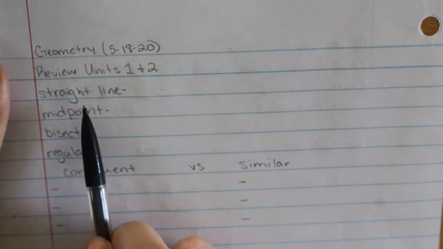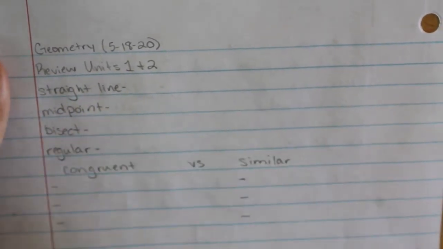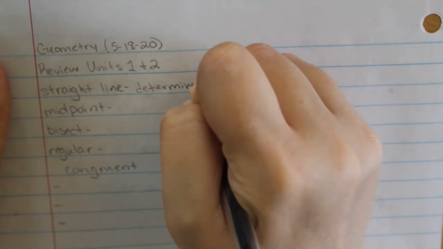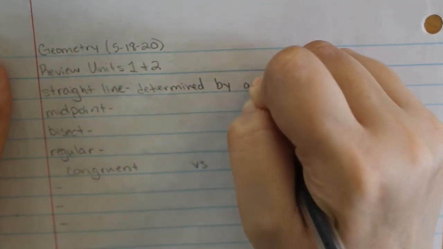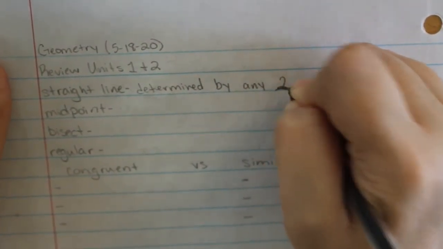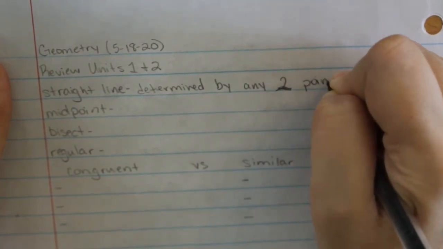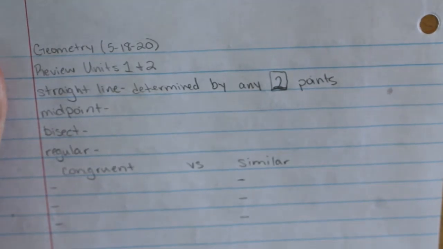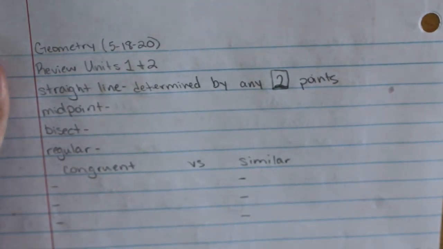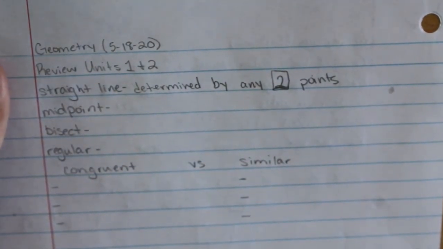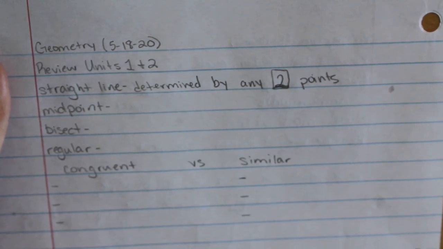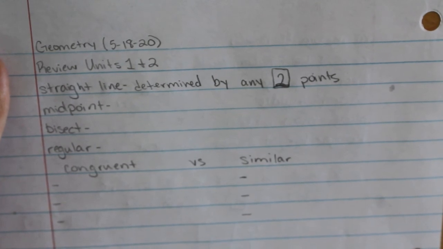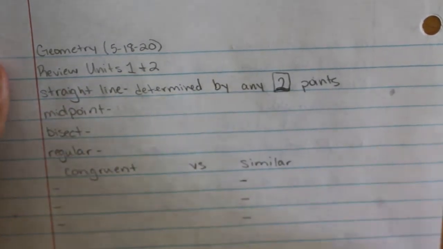So the one thing I wanted to go over was a straight line. A straight line is determined by any 2 points. Now that is important. It's determined by any 2 points. You cannot determine a straight line by 3 points. It has to be 2. Sorry, my kids are in the background being loud and they need to be quiet. Okay, so a straight line is determined by any 2 points.